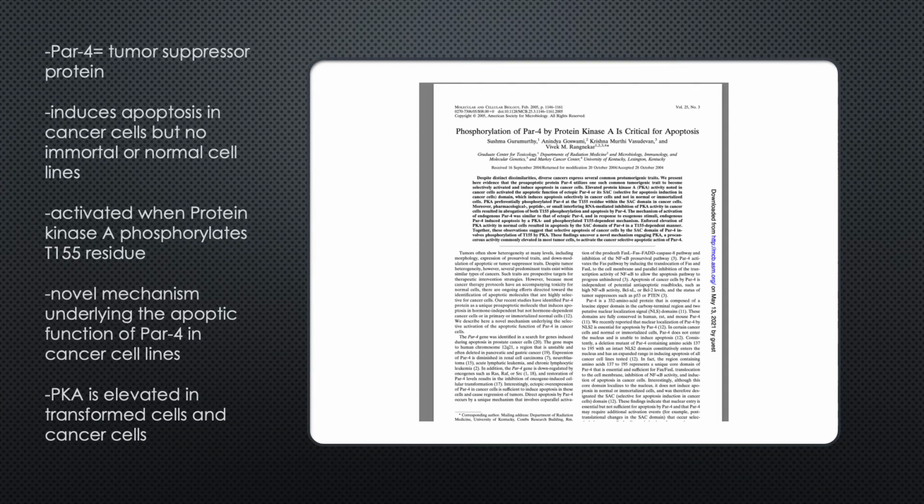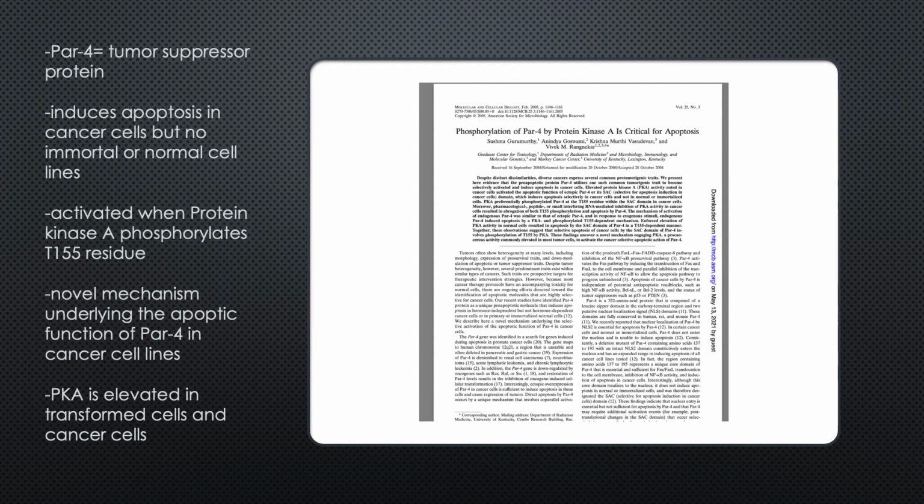PAR4 is known to be diminished or deleted in many forms of cancer. What they knew about PAR4 is that it needed to be mobilized into the nucleus of the cell for it to induce the caspase pathway for activation of apoptosis in the cancer cell. They set out to establish and find a mechanism as to the specificity of apoptosis only in cancer cells.